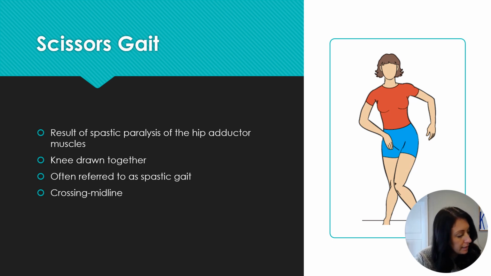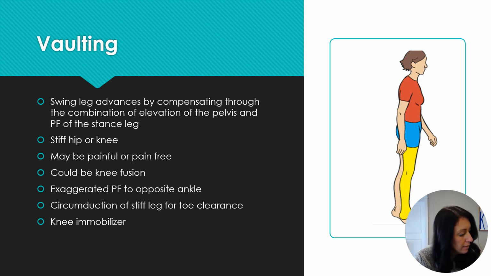Scissor gait. This is a gait pattern in which the legs cross the midline with ambulation upon advancement, and results from spastic paralysis of the hip adductor muscles. The knees are more drawn together and it's often referred to as a spastic gait because they cross midline too. Vaulting is a gait pattern where the swinging leg advances by compensating through a combination of elevation of the pelvis and plantar flexion of the stance leg. That way it can advance forward.